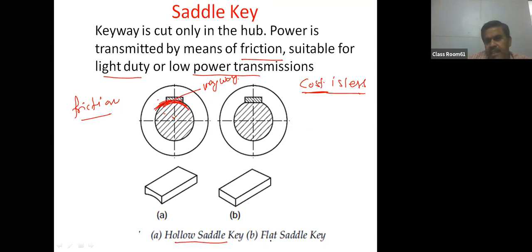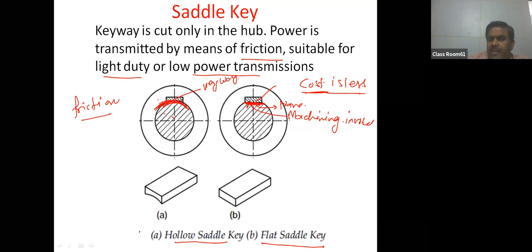Okay, again the saddle key is classified into two parts. One is the hollow saddle key and one is the flat saddle key. So first diagram is the hollow saddle key, in which there is no keyway on the shaft, but in the flat saddle key there is a machining involved on the surface of the shaft. With the help of machining, the surface of the shaft has been kept plain.